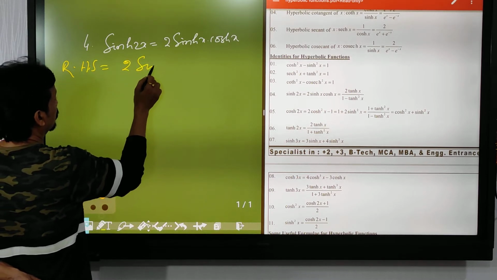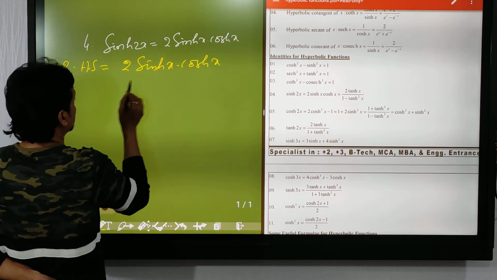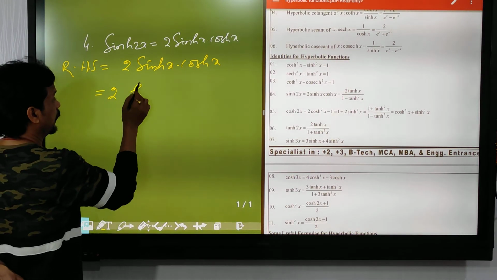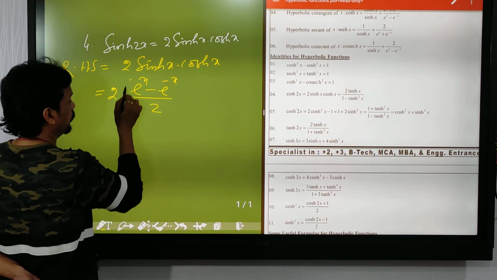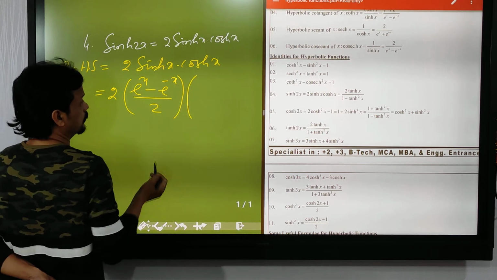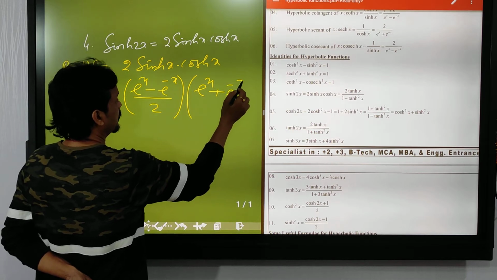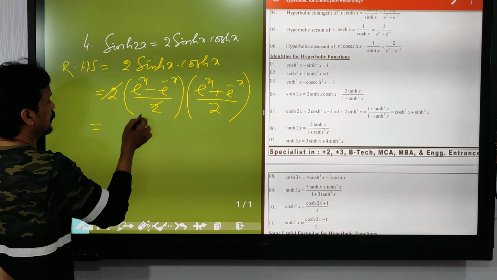2 sinh x into cosh x. What is the formula for sinh x? e to the x minus e to the minus x divided by 2. Put a bracket. Always use the brackets. Cosh x is e to the x plus e to the minus x divided by 2. See here, the 2 cancels out.